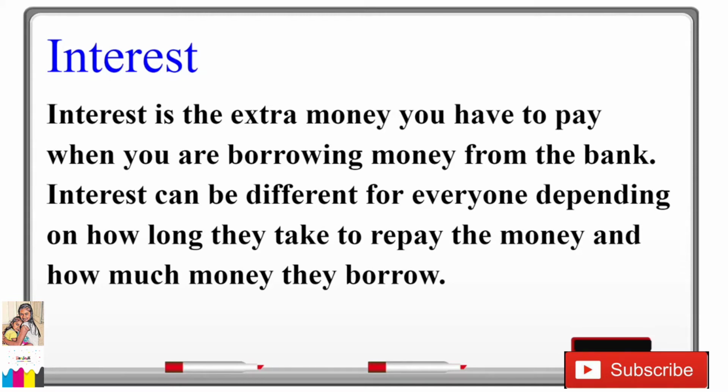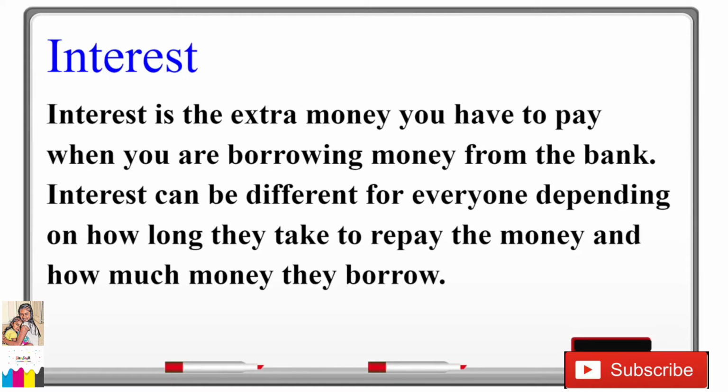So yeah, simple as that. You give money in order to borrow money. That's simple, right? And interest won't be a fixed amount. It's the extra money you have to pay when you are borrowing money from the bank. But this is not how it works: you can't go to the bank and say, I'll give you $5 and you give me $10,000 in return. No.